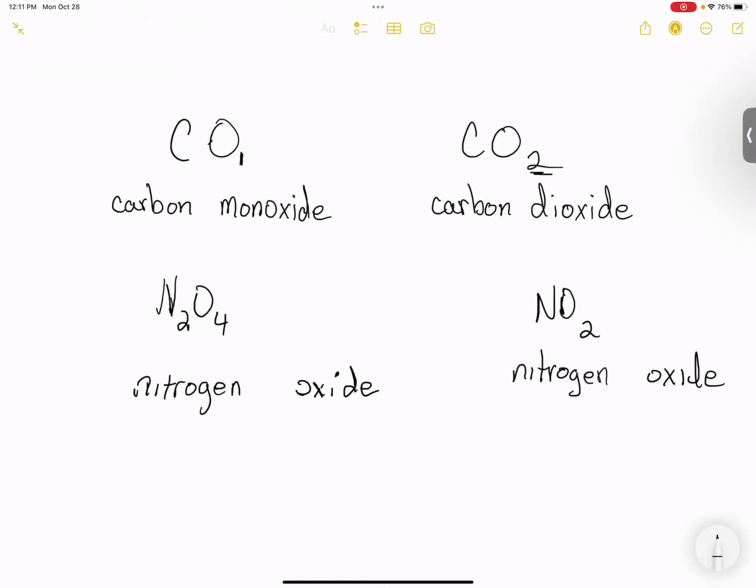In this first example, there are 2 nitrogens, so it's dinitrogen. And it's 4 oxygens, so it's tetraoxide. On the second one, there is only 1 nitrogen, and then there are 2 oxygens, so it's dioxide.